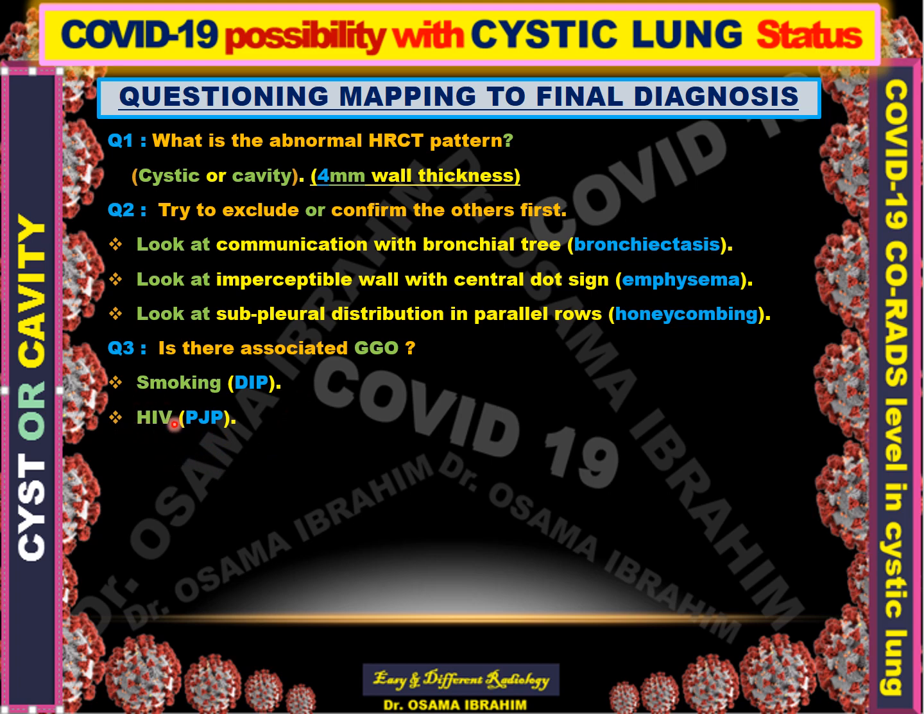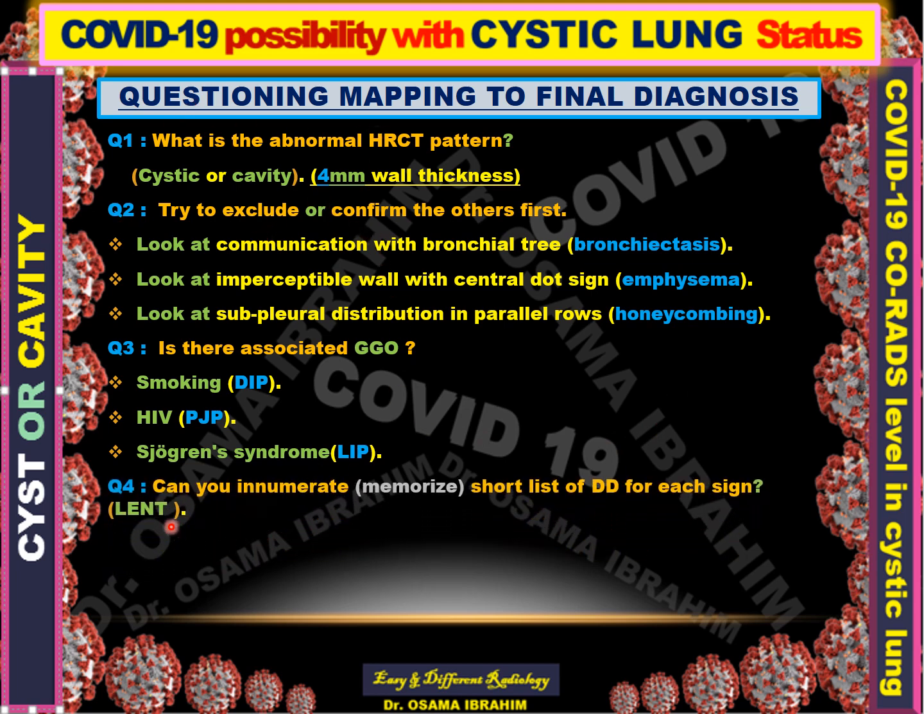If there is any immune condition like HIV, then PJP is considered in the differential diagnosis. If there is any autoimmune disease like Sjögren's syndrome and the cysts are countable, then lymphoid interstitial pneumonia is the diagnosis. So I discriminate desquamative interstitial pneumonia, Pneumocystis jirovecii pneumonia, and lipoid interstitial pneumonia from the presence of ground glass opacity according to the history of the patient. Now I have discriminated six from the 10 causes of cystic lung disease.